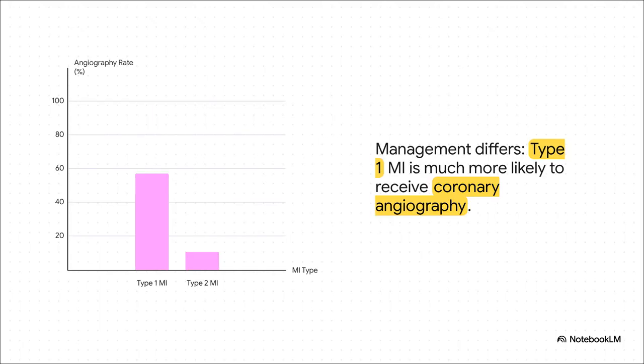And this is why it matters so much. Look at the difference in who goes to the cath lab. For a type 1 MI, the plumbing problem, a lot of them get an angiogram because you need to go in and fix that blocked pipe. But for a type 2, the supply/demand problem, you don't fix it by stenting a clean artery. You fix it by treating the underlying issue, like giving blood for anemia or treating the sepsis.